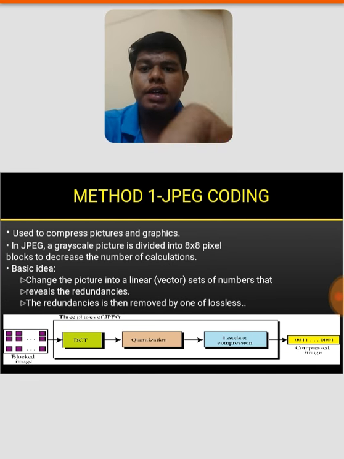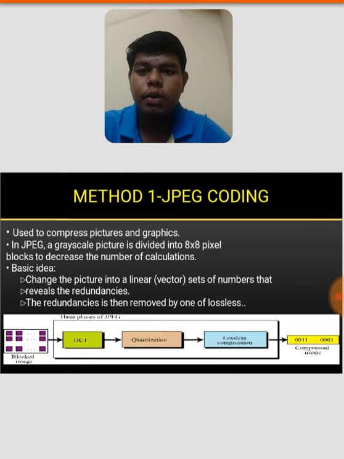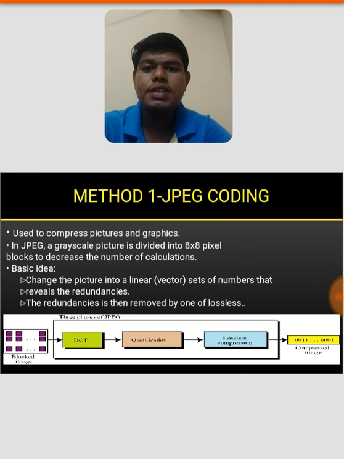Method 1 is JPEG encoding. JPEG encoding is used to compress pictures and graphics. First of all, JPEG is nothing but pictures, so in JPEG coding we compress pictures and graphics. In JPEG, a grayscale picture is divided into 8 by 8 pixel blocks, like a matrix, row-wise and column-wise. That means 8 by 8 pixels.